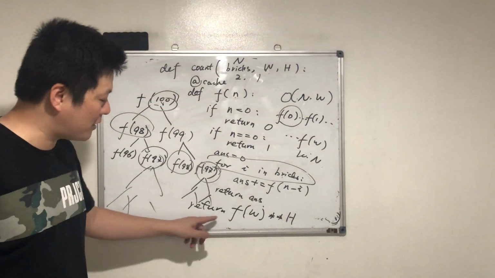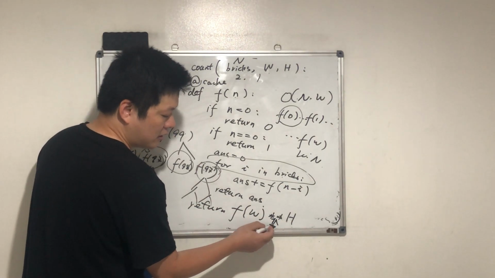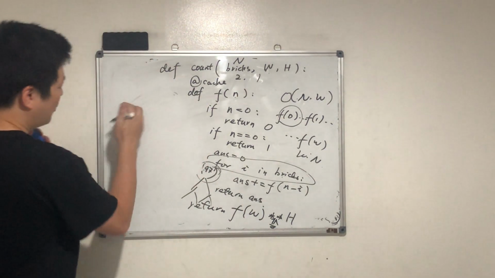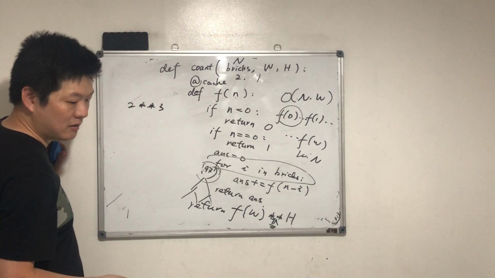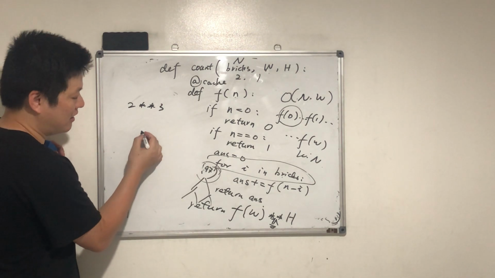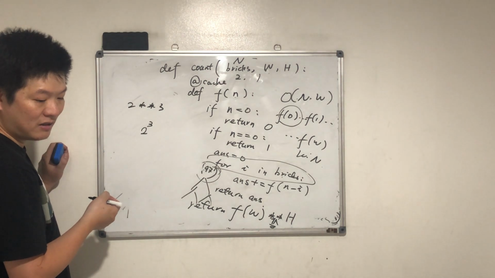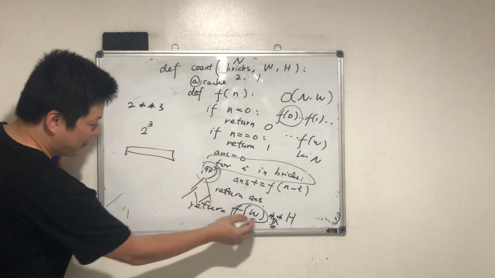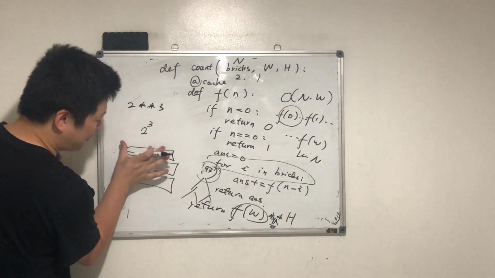So can you explain to me what this is? F(w) times h, what's this? Do you still remember what this means? 2 times 3, what's the answer? What's this? To the power, right? What's 2 to the power 3? Come on. Remember, this f(w) is one row, right? And then if there are three rows, what's the answer? If there are two ways of placing one row, 8.